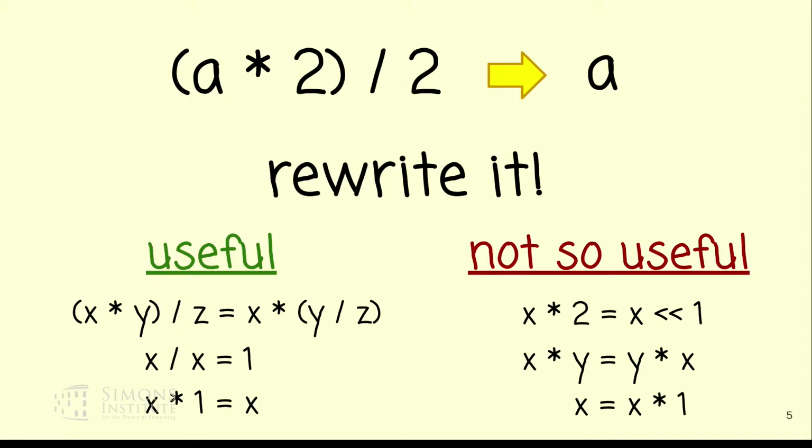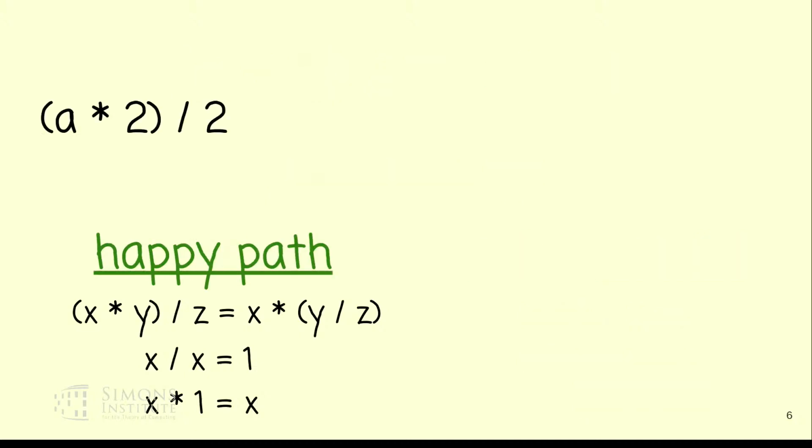But I can, of course, come up with a lot of true things that I could say about arithmetic here that are not so useful. Or in fact, not only not useful, but will prevent me from doing the optimization that I want to do. So let's see what the happy path looks like. I apply these identities from left to right in order.